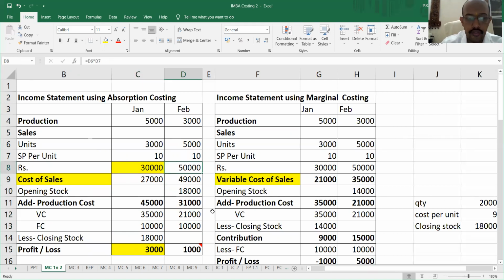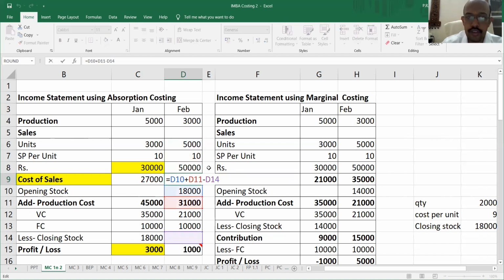And how do you get the sales of 50,000? Simple. We are selling 5,000 units at rupees 10 each in this month. So this is my sales. My total cost of sales comes over here as opening stock, add the production cost, less the closing stock. So it's 49,000. In this case, we don't have any closing stock, so we don't worry about it.